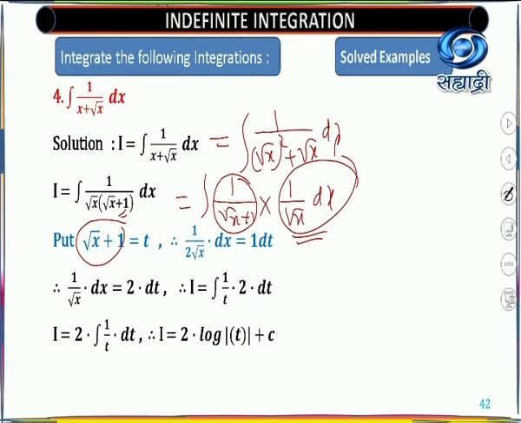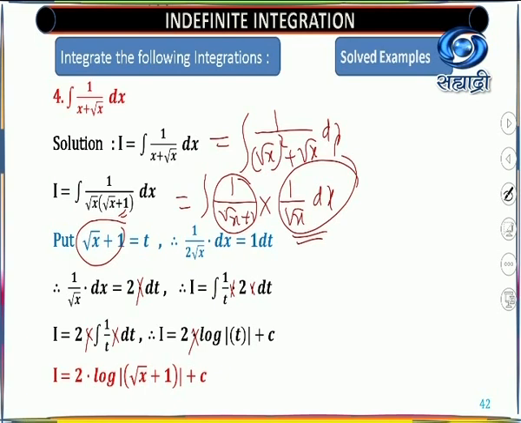So integral of 1 upon t, this dot means it is a multiplication sign, because there is no multiplication sign in your computer. So you will get 2 into integration of 1 upon t dt, which is I equal to 2 log mod of t plus constant of integration. And here you will get 2 log mod of root x plus 1 plus constant of integration.